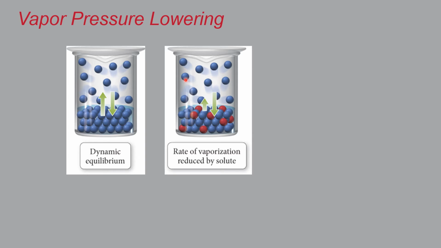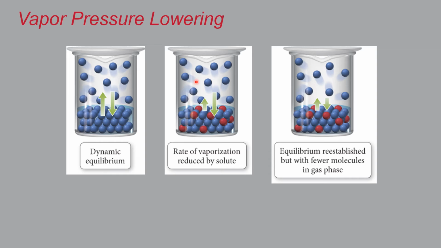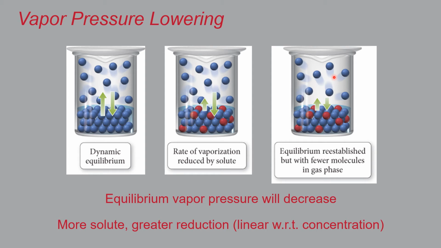And if you count, there are fewer gas phase molecules in this picture than there are in this one. Actually, in here, this is the final equilibrium. So now we've got far fewer in there. So the equilibrium vapor pressure actually decreases because of that increased attraction to the solute. The more solute molecules, ions, whatever they are that you've got in there, the bigger this effect is going to be, the greater the reduction in the vapor pressure. And the effect is more or less linear. So if you double the solute concentration, you will reduce this vapor pressure by half.